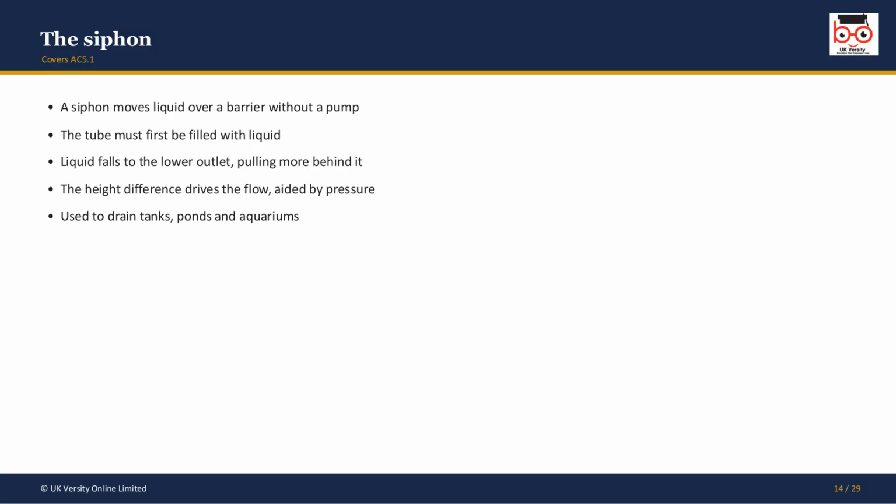Let's look at the siphon, a rather elegant device. A siphon moves liquid up and over a barrier without any pump at all. You first have to fill the tube with liquid to get it going. Then, as liquid falls to the lower outlet, it pulls more liquid up behind it, and the flow keeps itself running. What drives the whole thing is the height difference between the two ends, helped along by pressure. It's how we drain tanks, ponds, and aquariums.